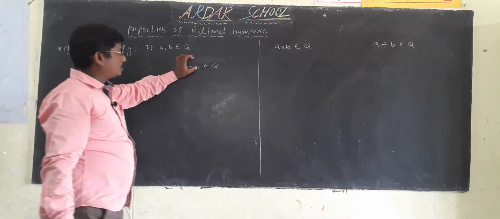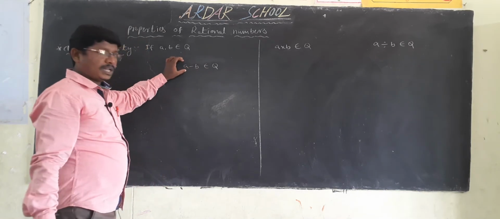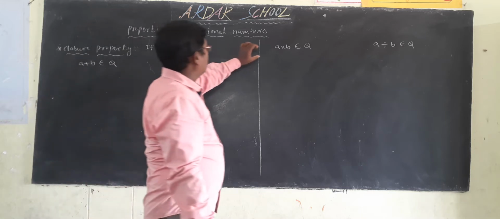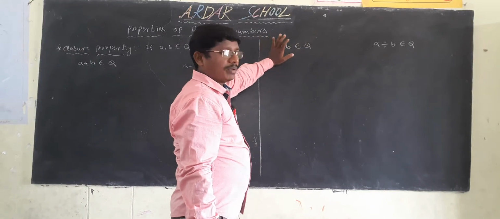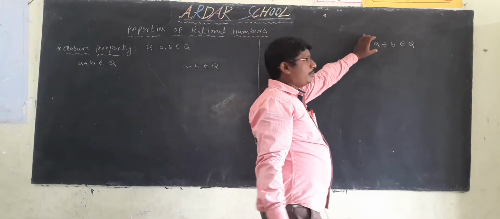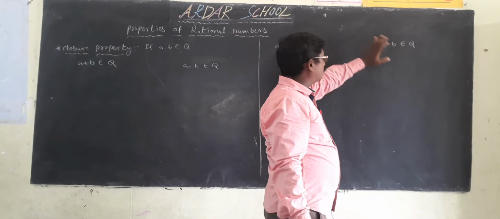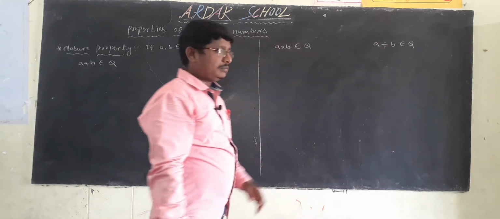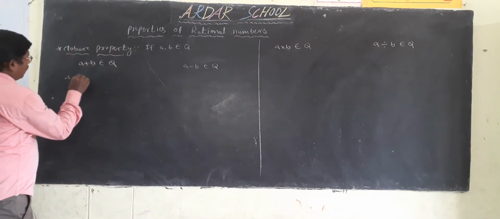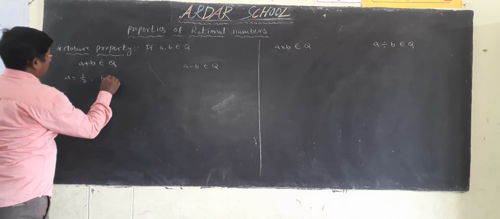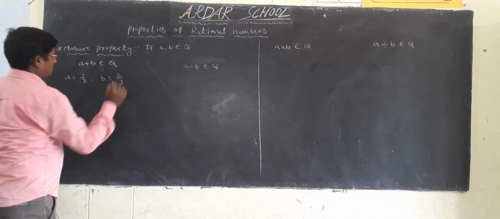a minus b belongs to Q is closure property under subtraction. a into b belongs to Q is closure property under multiplication. a divided by b belongs to Q is closure property under division. Take an example. a is equal to 1 by 2, b is equal to 2 by 3.